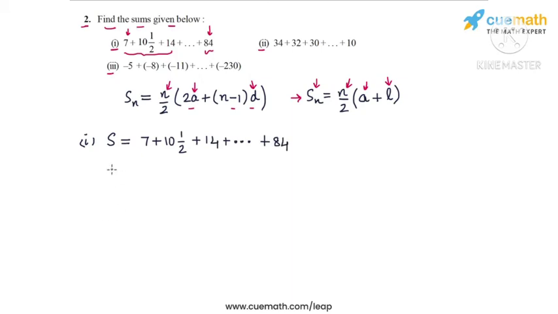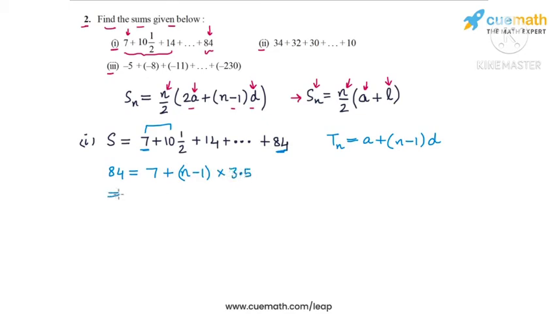To do that, we will use this relation for the nth term of an AP, Tn equal to a plus (n minus 1) times d. In this case 84 is the last term and we have to find its position, because that will give us the number of terms in the progression. So 84 is the last term, 7 is the first term, and the common difference is the difference between any pair of consecutive terms, so that's 3.5 in this case. So we are going to write 84, which is the nth term, is equal to a, the first term, plus (n minus 1) times d, and d is 3.5.